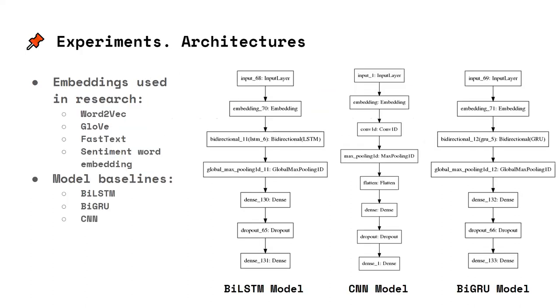So we created three models: a BLSTM model, a CNN model, and a BGRU model. The base architecture with all layers you can see on the screen. For embeddings, we used Word2Vec pre-trained, GloVe pre-trained, FastText pre-trained, and we also trained by ourselves a sentiment-learned embedding that was specifically designed to find sentiment correlation between words.